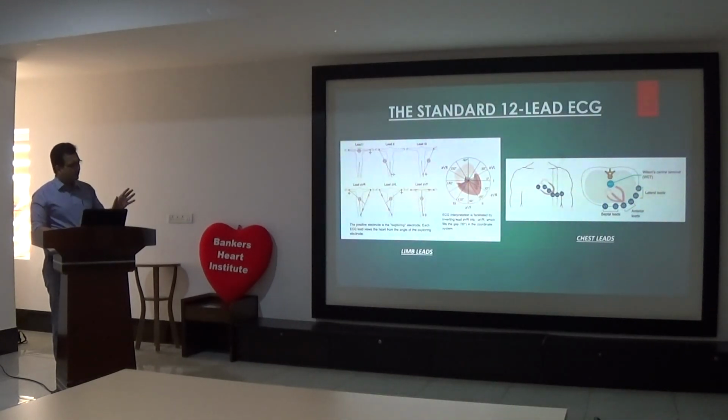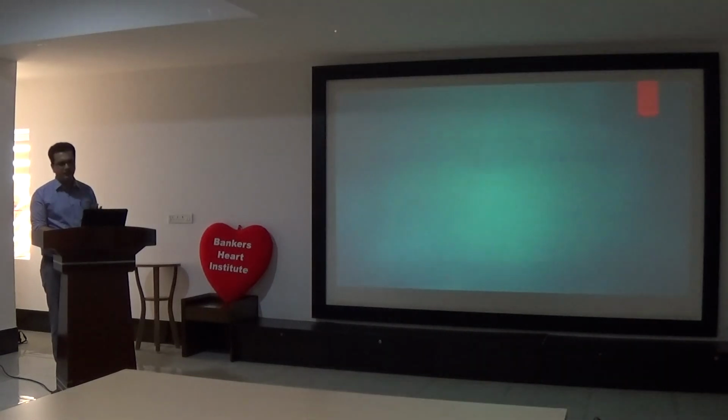So these leads are placed: lead V1 is placed in the 4th intercostal space just right of the sternum. Similarly, lead V2 is placed in the 4th intercostal space just left of the sternum. Lead V4 is placed in the 5th intercostal space in the mid-clavicular line. Lead V3 is placed exactly between leads V2 and V4. Leads V5 and V6 are placed in the anterior axillary and the mid-axillary line at the same level as V4. So in total, these make the standard 12-lead ECG.